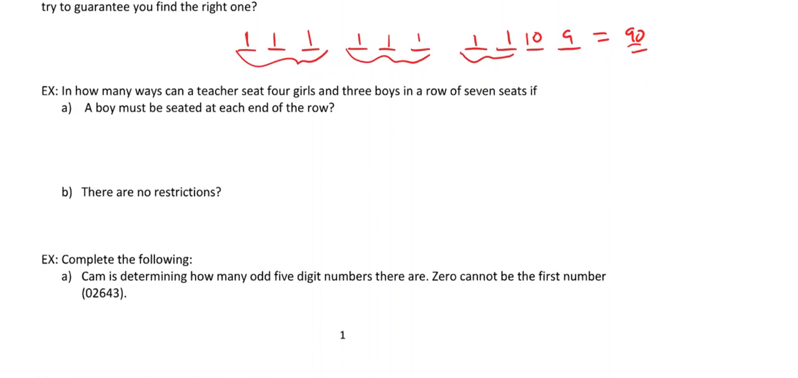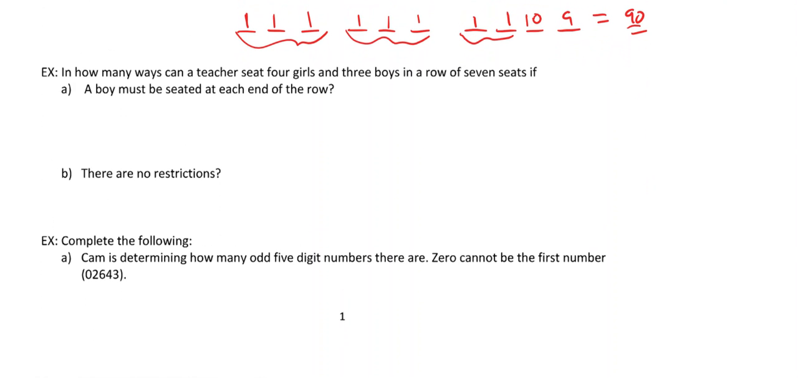All right. Next one. In how many ways can a teacher seat 4 girls and 3 boys in a row of 7 seats if a boy must be seated at each end of the row? Okay, let's get our bearings here. Let's write out our lines again. So we'll do 7 seats, right? So we got 1, 2, 3, 4, 5, 6, 7.